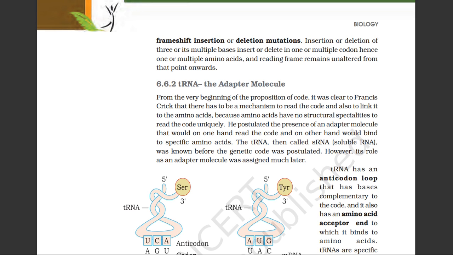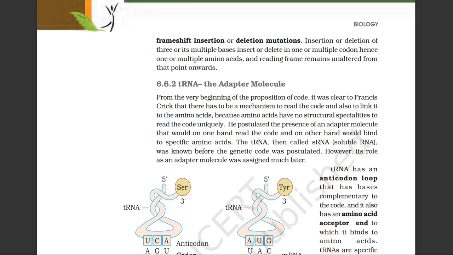The tRNA, then called sRNA, soluble RNA, was known before the genetic code was postulated. However, its role as an adapter molecule was assigned much later. tRNA has an anticodon loop that has bases complementary to the code, and it also has an amino acid acceptor end to which it binds to amino acids.